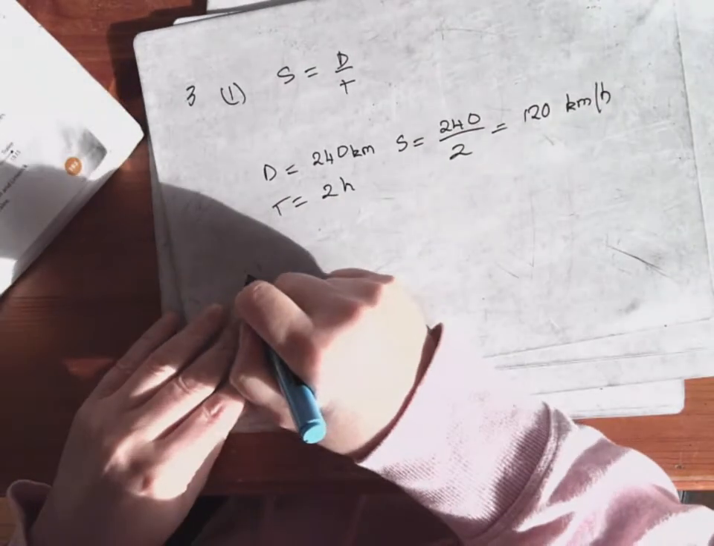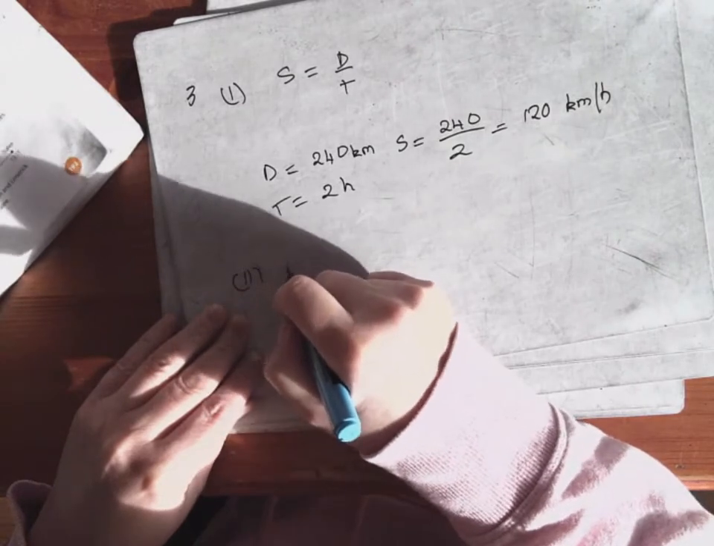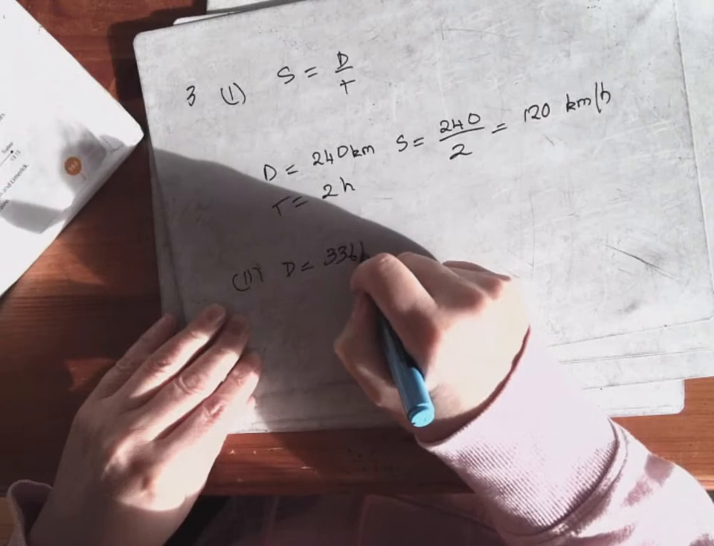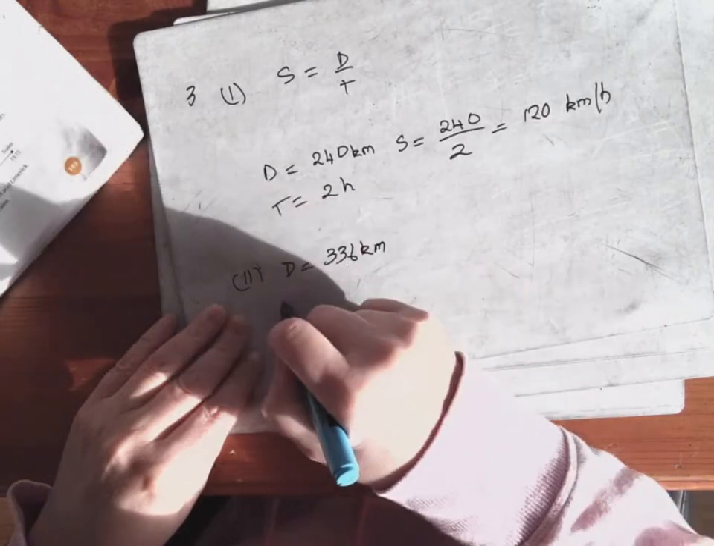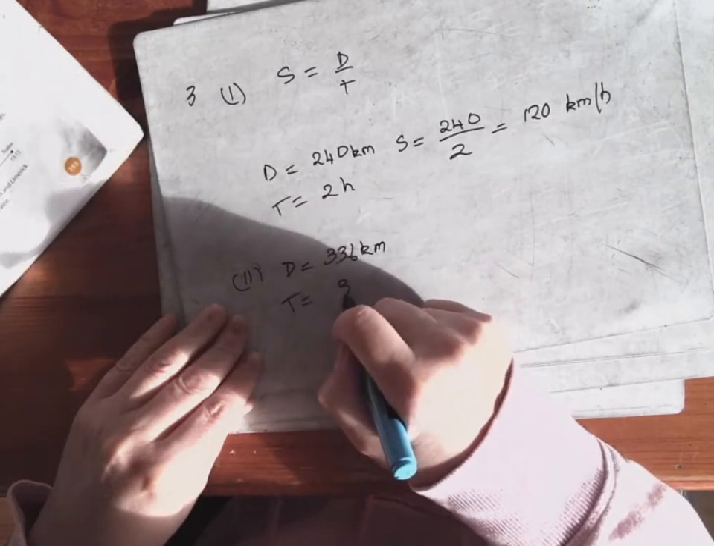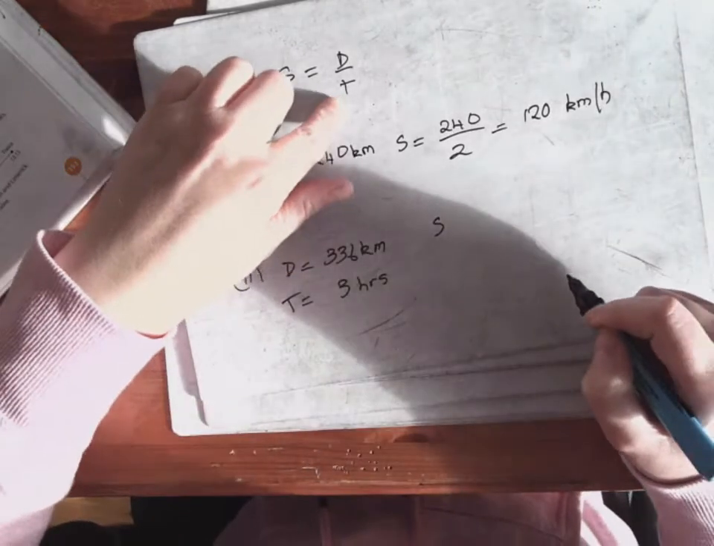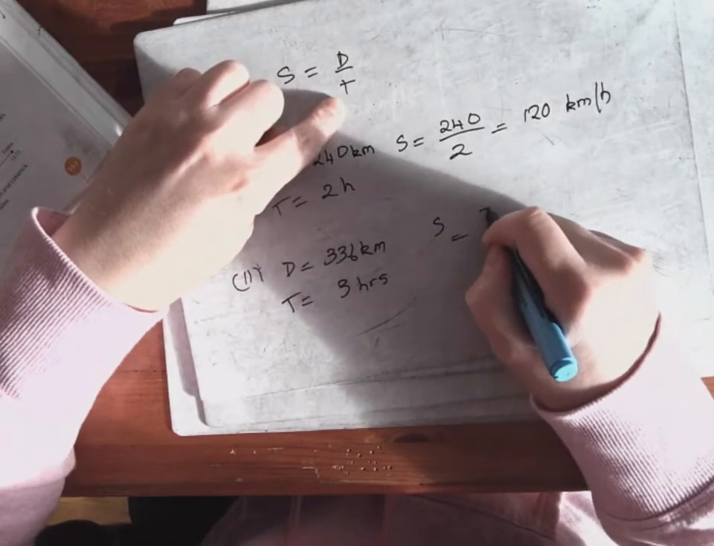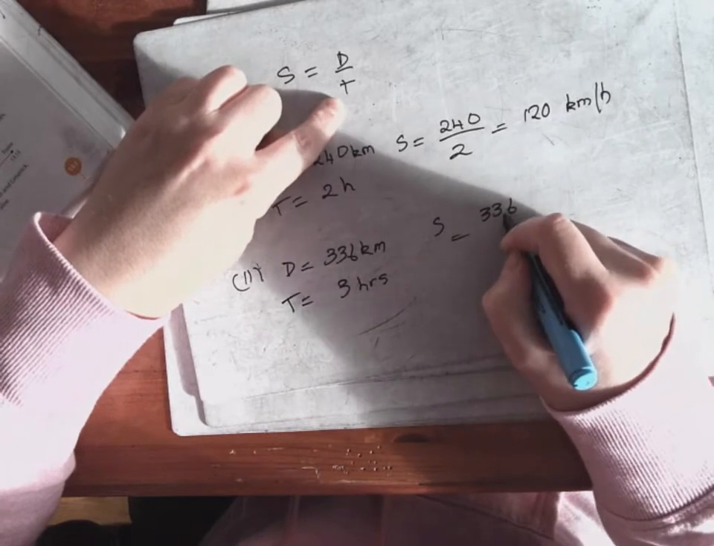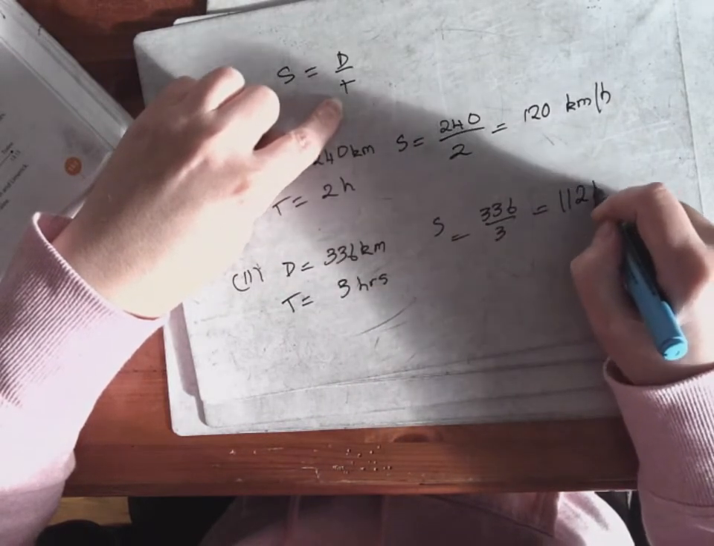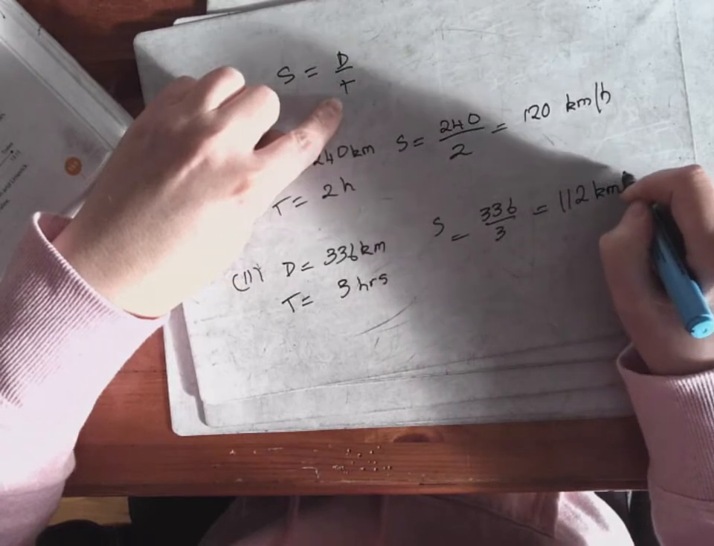Part 2 is also easy. The distance is 336 kilometres and the time is 3 hours. So speed equals distance over time, which is 336 over 3, which is 112 kilometres per hour.